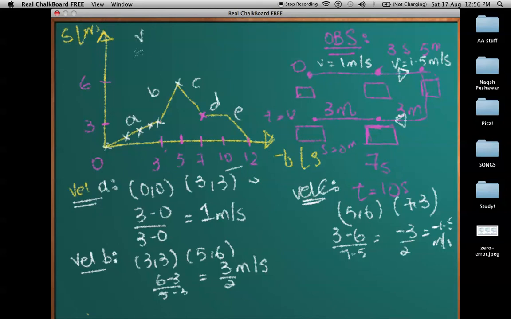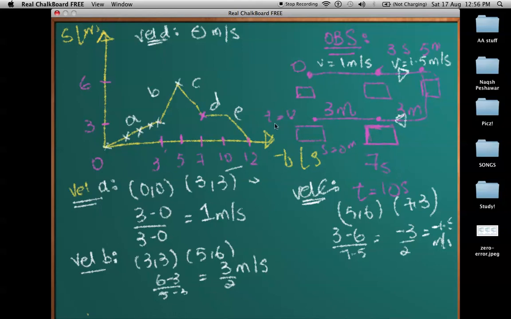Now let's talk about velocity at point D. Since it's a straight line, we can safely say that the gradient is 0. So the velocity is 0. And we expected this, that it would stay here from t equal to 7 to t equal to 10 seconds, which means it will have a 0 velocity. It's just stationary. So we can say this.